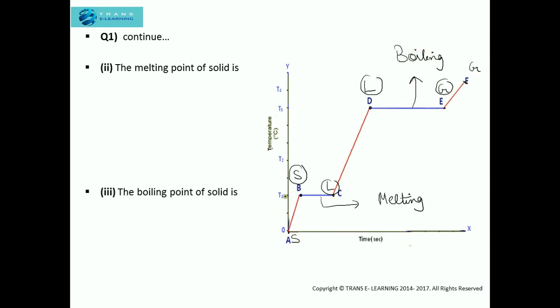So if we see here, T1 represents the melting point of the solid, because here the solid substance is changing into liquid on heating. So the answer is T1 degrees Celsius. You can see here that DE represents the process of boiling, that means changing of a liquid to the gaseous state. So T3 represents the boiling point of the substance. So the answer is T3 degrees Celsius.